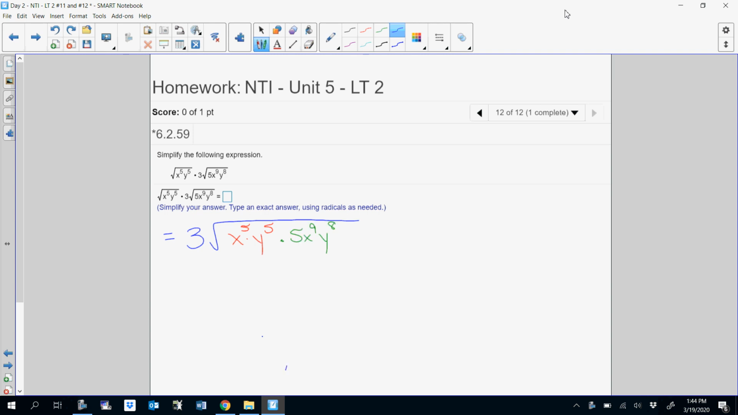So under that radical, you're now going to have a 5, and x to the 5 times x to the 9, you're going to have 14 x's being multiplied. So it'll be 3 times the square root of 5x to the 14. The y's, there's y to the 5th times y to the 8th. So there's going to be 13 y's underneath the radical. Now that means there are perfect squares under the square root that need to be reduced.